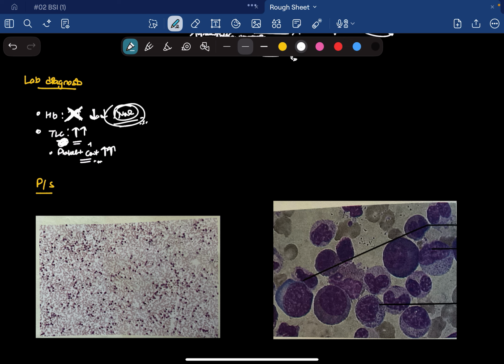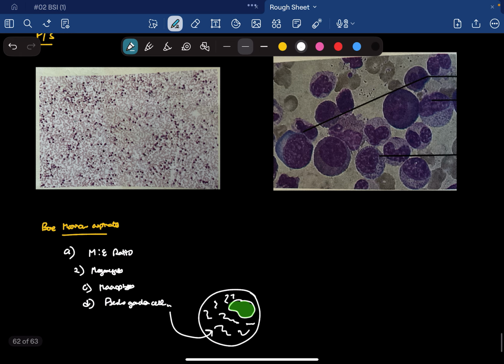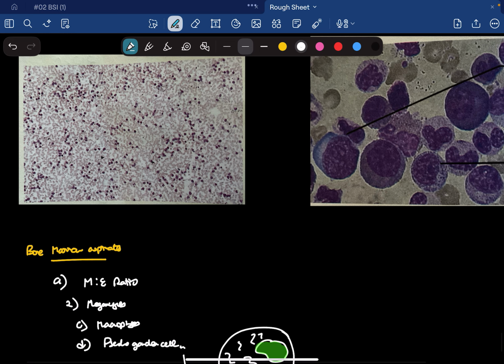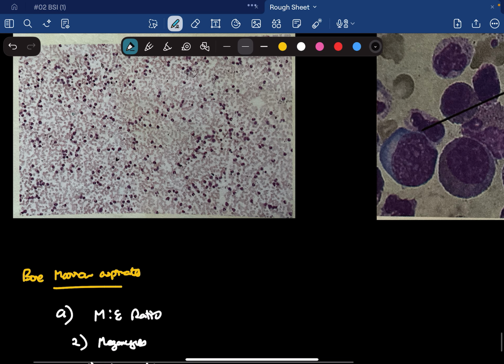Now we're going to look at the peripheral smear. What is this? This looks like bone marrow to me, right? But this is actually the peripheral smear. The peripheral smear has a bone marrow like appearance because of release of immature cells. Immature cells have been released into the blood, so that's why in the peripheral smear we have a bone marrow sort of appearance.